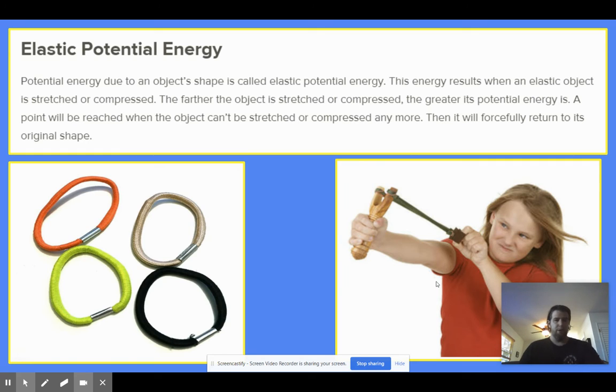Same thing with the little hair scrunchies on the left. They don't have any of that elastic potential energy as they are. But once you stretch them out, their desire to go back to their original shape is what builds up the elastic potential energy within them.